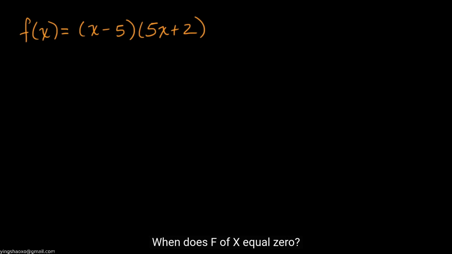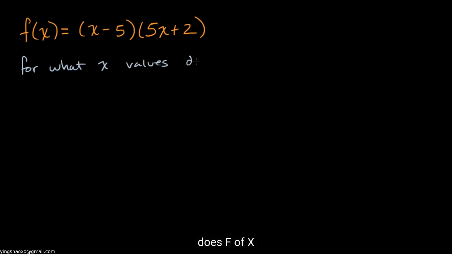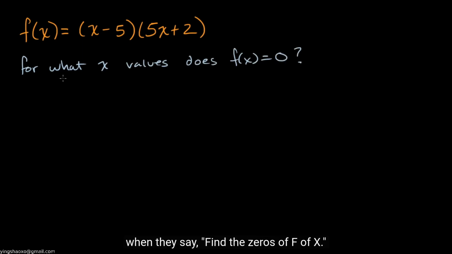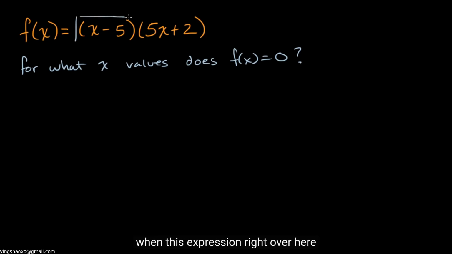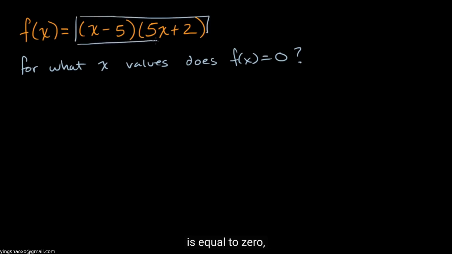When does f of x equal 0? For what x values does f of x equal 0? That's what people are really asking when they say, find the zeros of f of x. So to do that, well, when does f of x equal 0? Well, f of x is equal to 0 when this expression right over here is equal to 0.